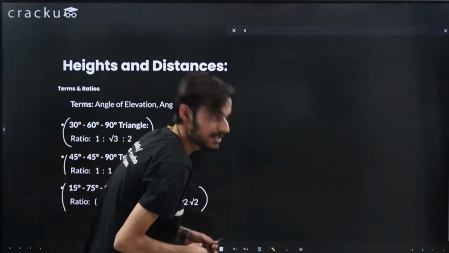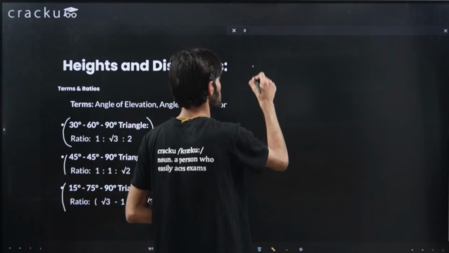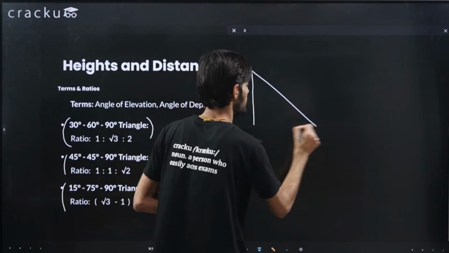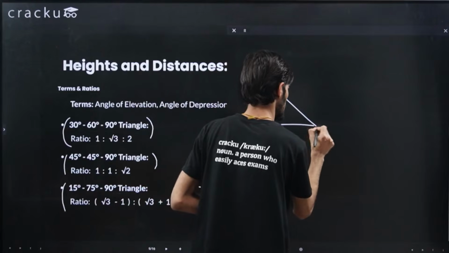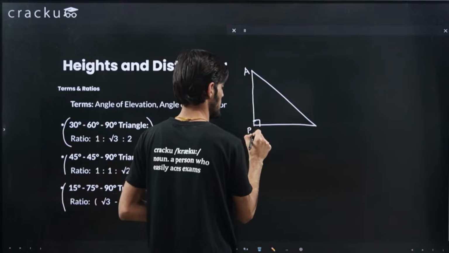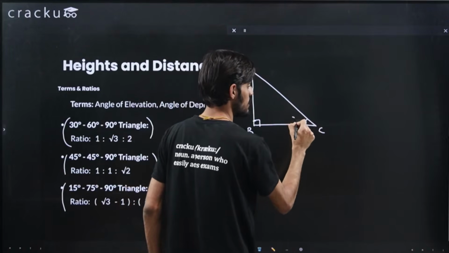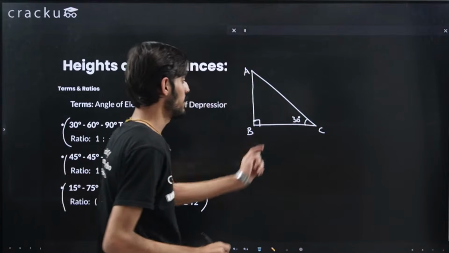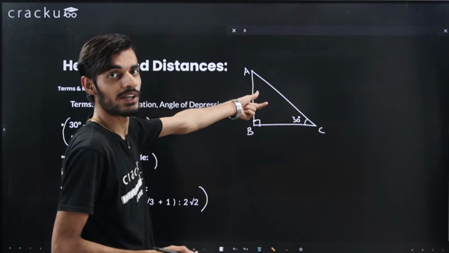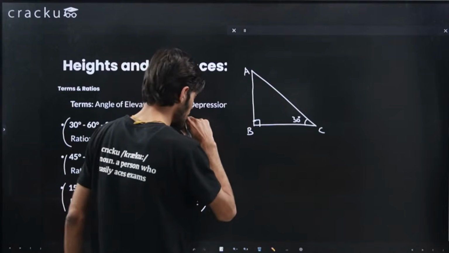Okay, let's see how these ratios are being derived. Let's say I take a triangle. Of course, this will be applicable only in right angle triangles. This is a right angle triangle. Here it is 90 degrees. This is C. Let's take this as 30 degrees. Of course, that will be 60 degrees because the summation of all three angles is 180. So 180 minus 90 minus 30 will be 60. So this will be 60 degrees.